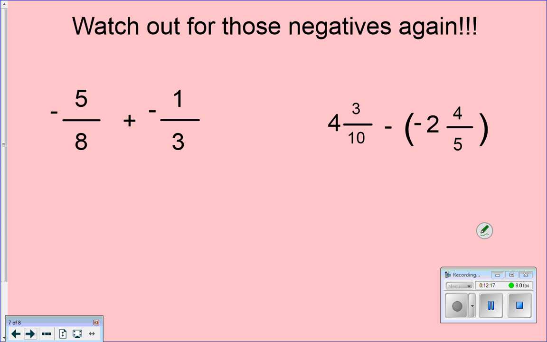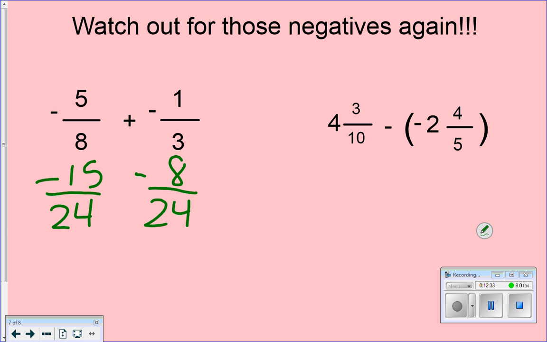First, even if it's a negative, you still have to change the denominator. So what am I going to use here? 24. Rewrite it. Times 3, so that's 15, times 8, it'd be like this. And then you get negative 23 over 24. No, that's multiplication. Remember cats and dogs. Cats and dogs is today.